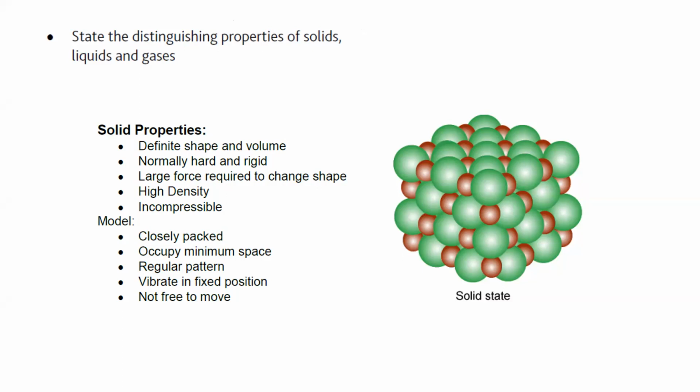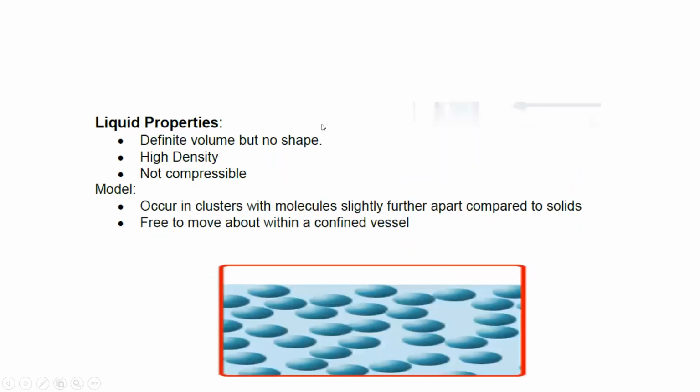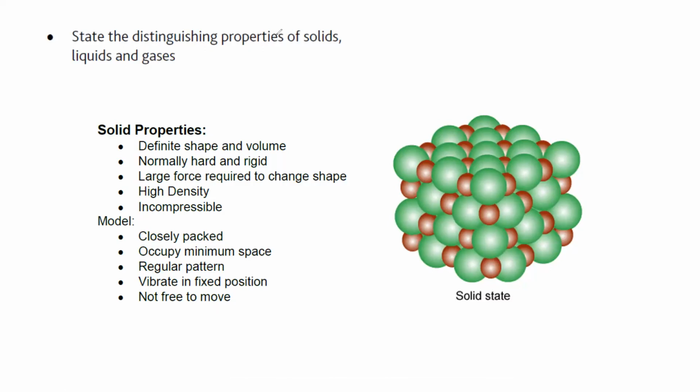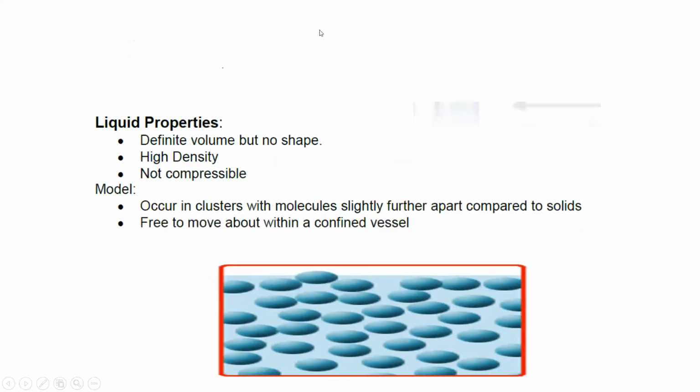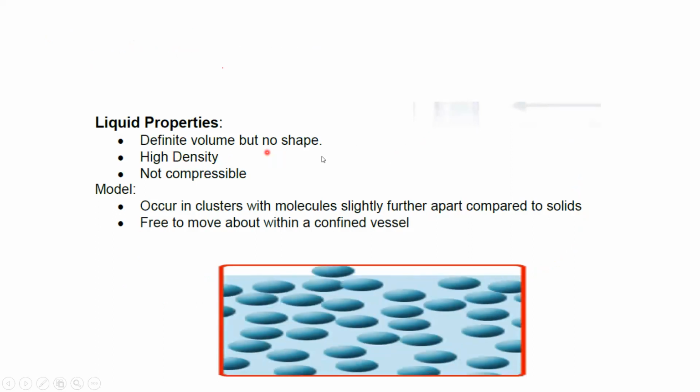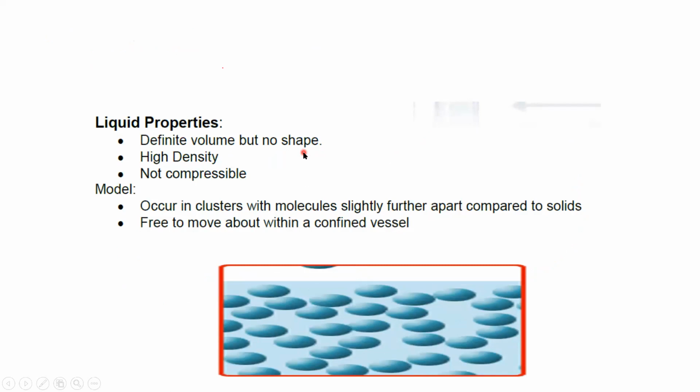Then the objective: describe the change in state in terms of melting, boiling, evaporation, freezing, condensation, and sublimation. What we call the change in state, for example, if we have a solid and it is converting into liquid, we call this change of state melting. If a liquid is changing into gas, we call that boiling or evaporation.